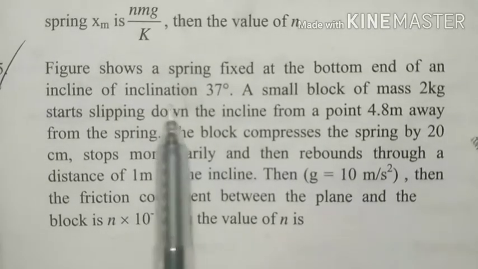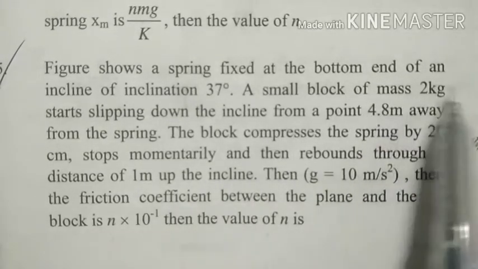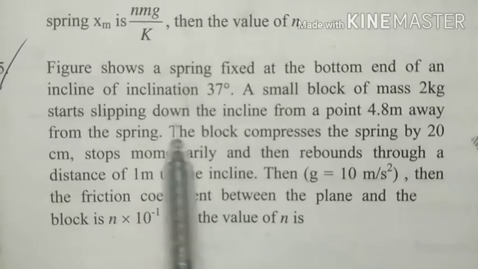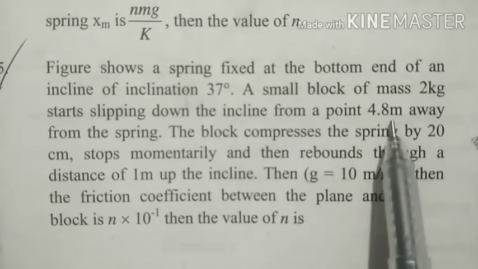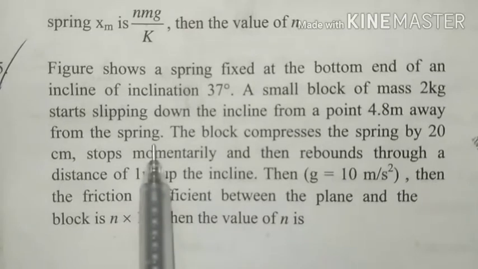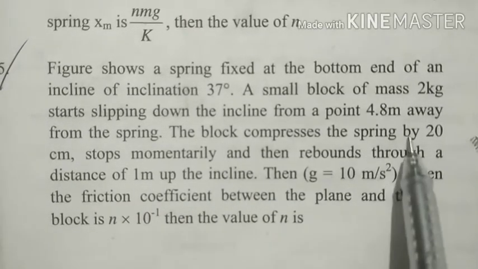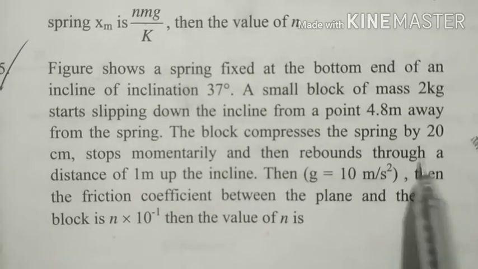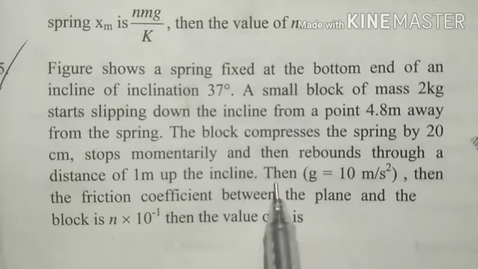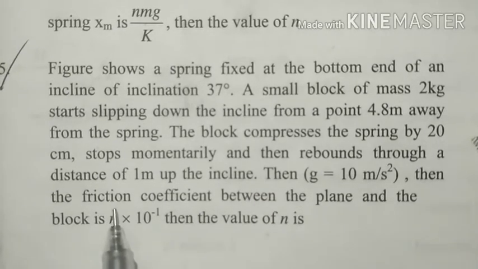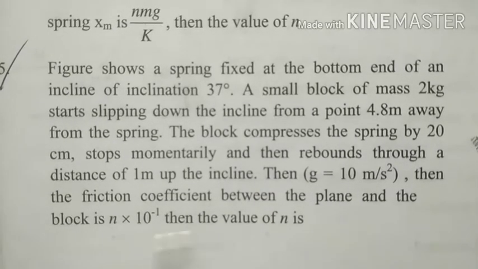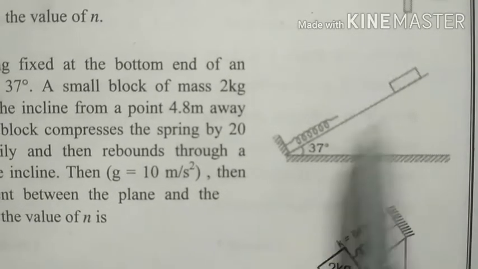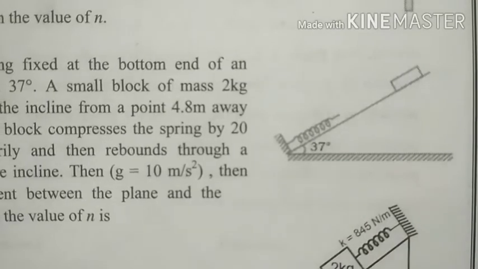Figure shows a spring fixed at the bottom end of an incline of inclination 37. A small block of mass 2 kg starts slipping down the incline from a point 4.8 meters away from the spring. The block compresses the spring by 20 centimeters and stops momentarily, and then rebounds through a distance of 1 meter up the incline. Then the friction coefficient between the plane and the block is. So the diagram is given like this. So this is 37 degrees and the block starts here and it again rebounds.